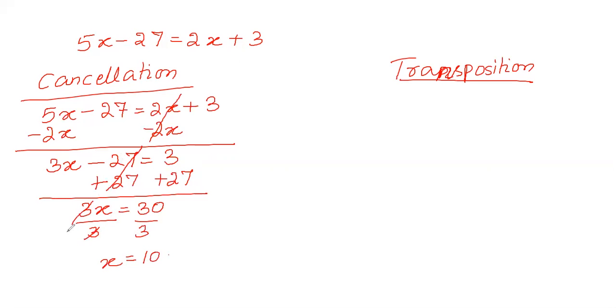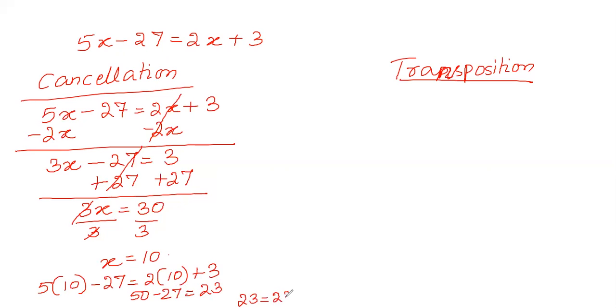Now let's cross check. You take the first equation and plug in the value of 10. So you get 5 times 10 minus 27 is equal to 2 times 10 plus 3. Right. So 5 times 10 is 50 minus 27. 50 minus 27 is what? 23. And 20 plus 3 is 23. 23 is equal to 23. Both sides are same. So the equation is balanced. So your answer 10 is correct.